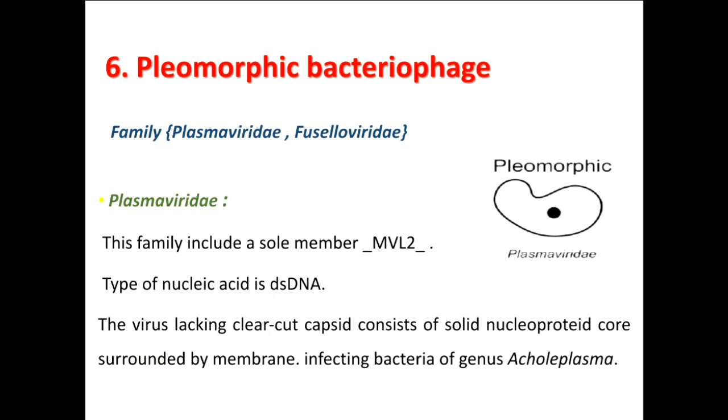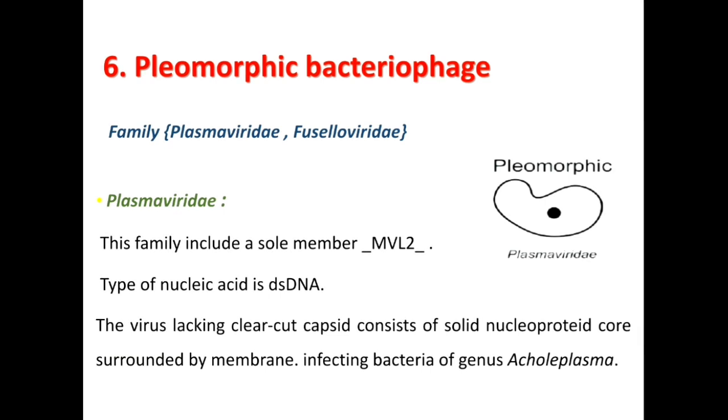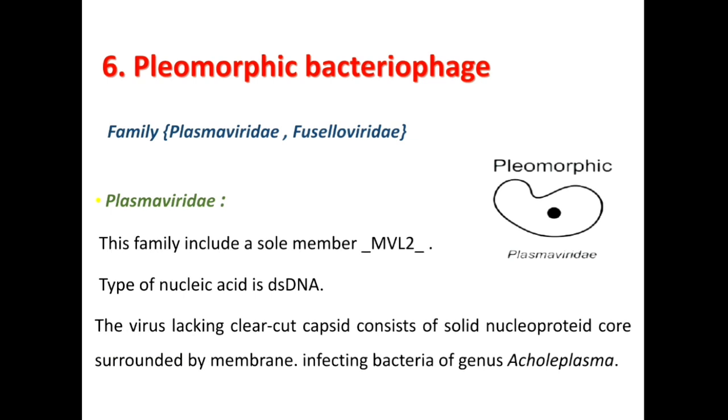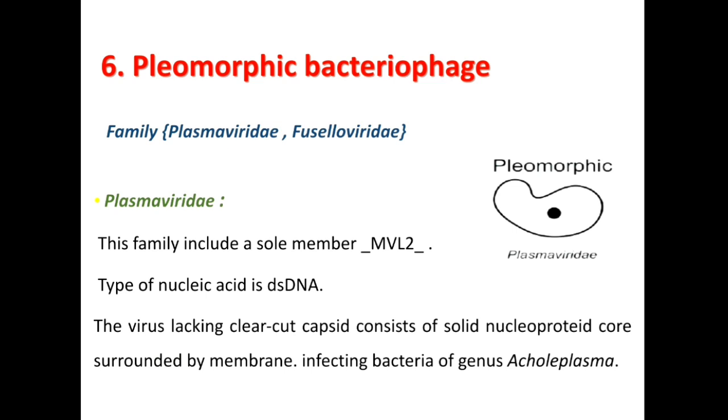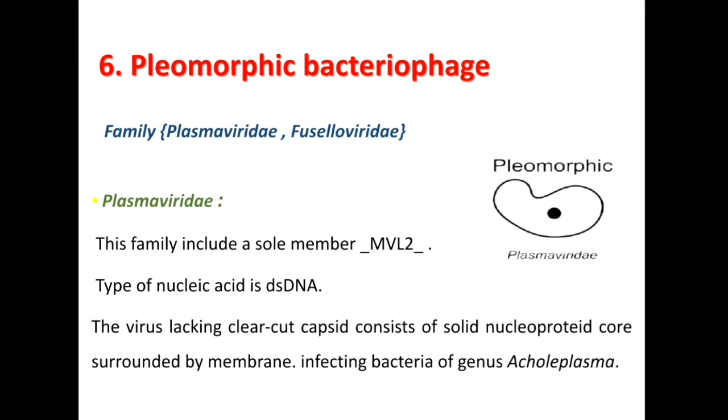The last one, pleomorphic bacteriophage. The families of this phage include Plasmaviridae and Fusiloviridae. Currently the Plasmaviridae family includes a sole member, Mycoplasma virus type 2, infecting bacteria of genus Acholeplasma. As we can see in this picture, the virus lacks a clear-cut capsid and consists of a solid nucleoprotein core surrounded by a membrane, and the type of nucleic acid is double-strand DNA.